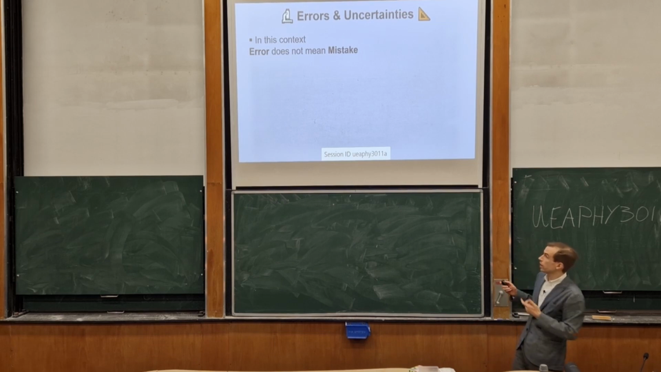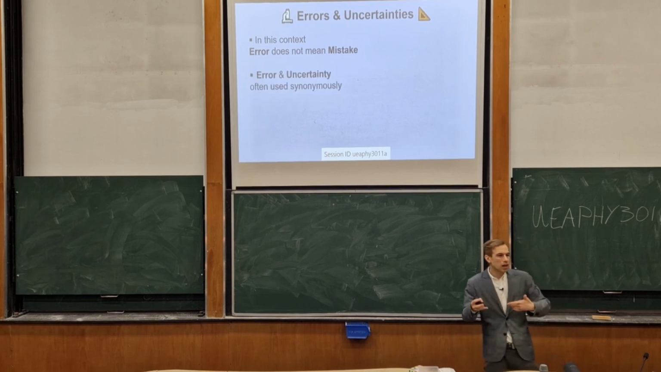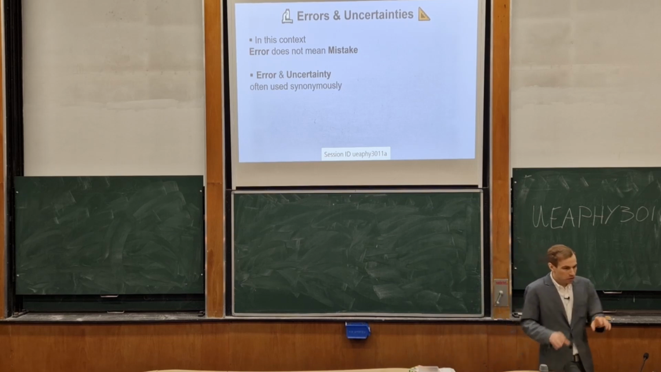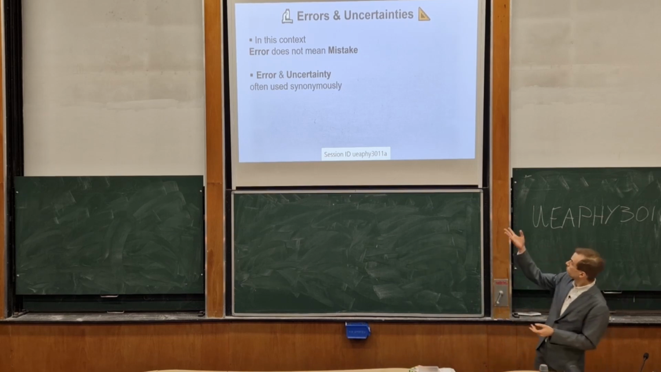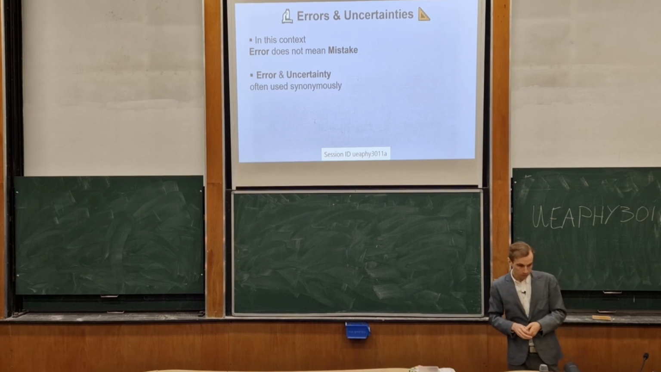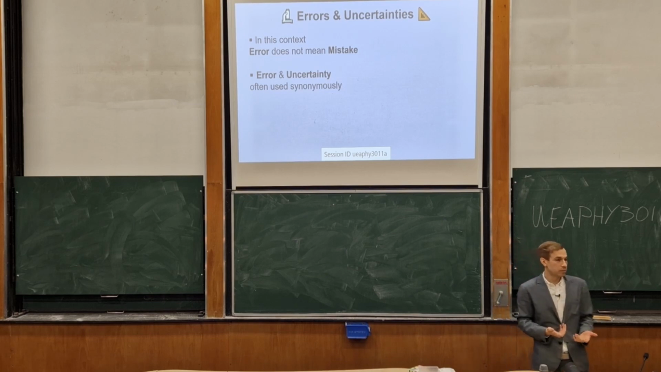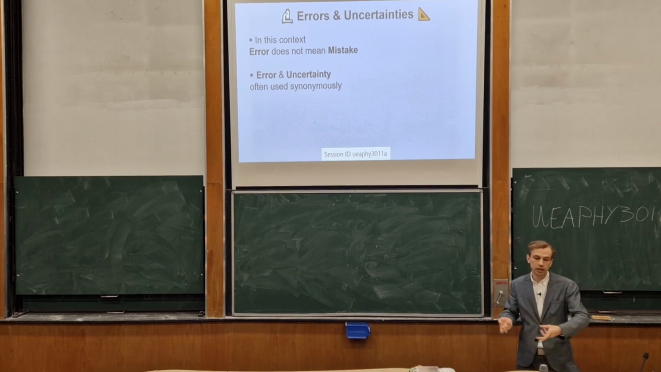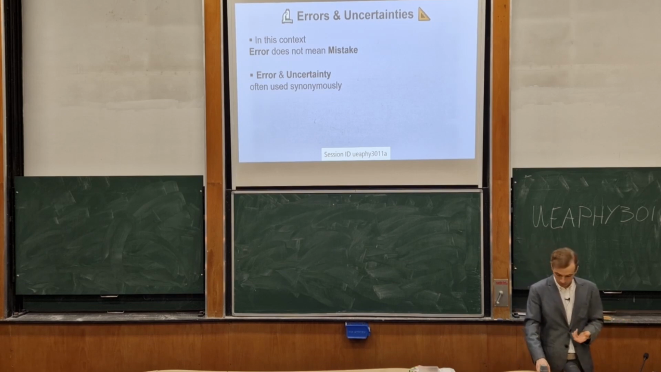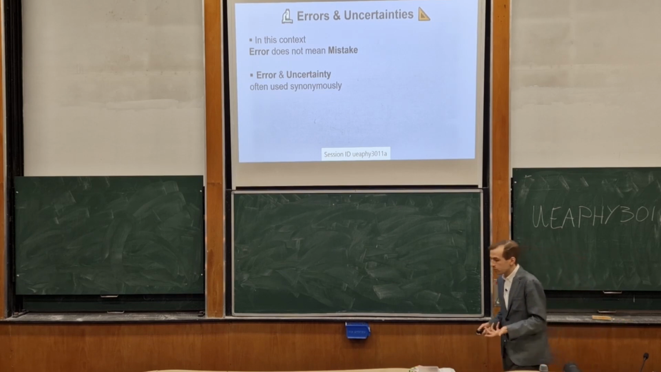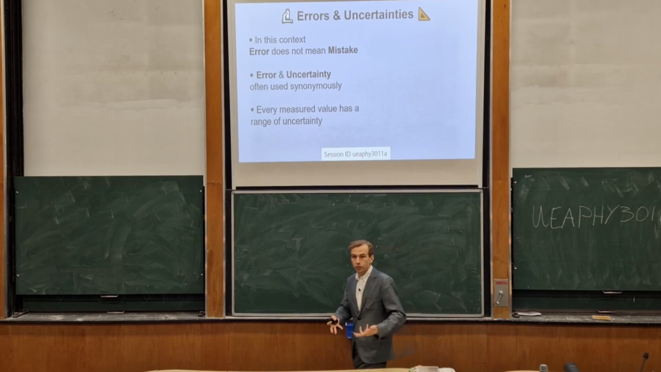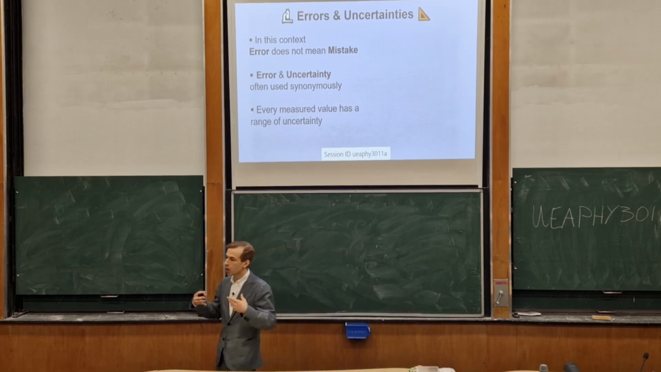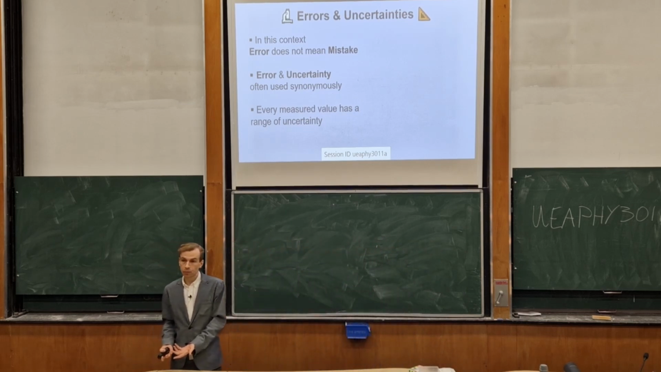So in this context, error and uncertainty are used synonymously. There are some subtle differences between the two terms, but essentially they mean the same thing. They mean the uncertainty in the number. And this really just comes from the fact that every measured value in science has a range of uncertainty.